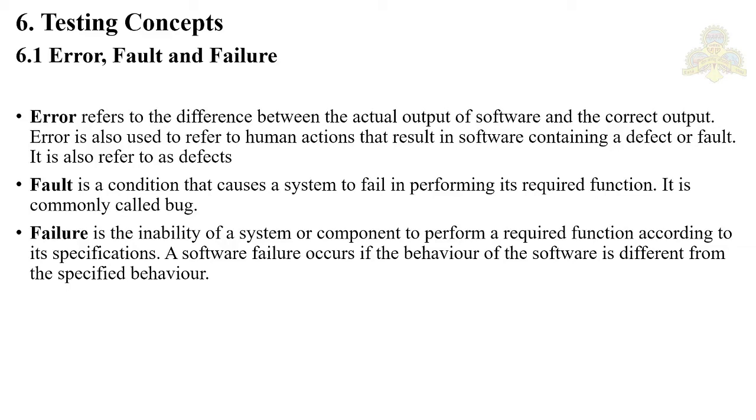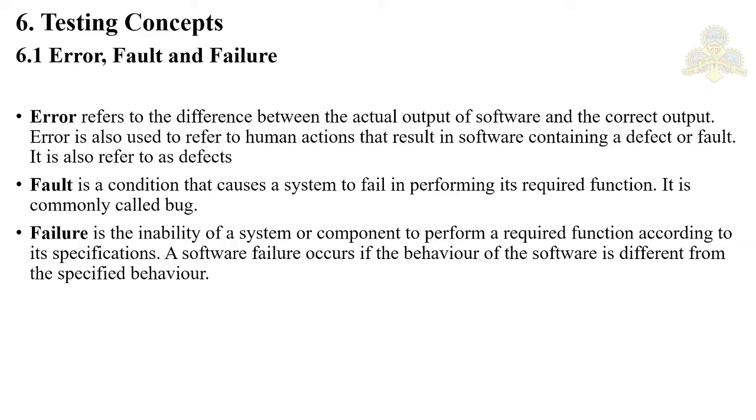The next one is fault. So fault is a condition that causes the system to fail in performing its required function. The fault is a basic reason for the software malfunction, and it is practically synonymous with the commonly used term bug. Bug and fault are synonymous terms, and a somewhat more general term is defect. So all these are synonyms. The term error is also often used to refer to defects, which we have just now seen.